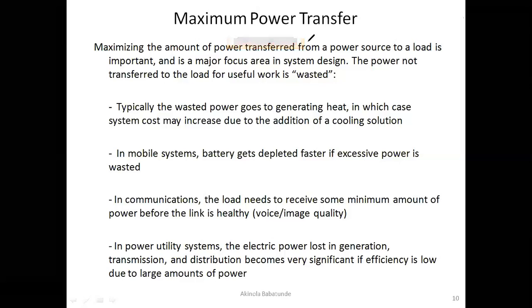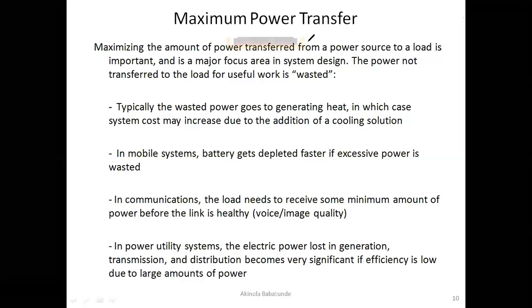So, maximum power transfer. Maximizing the amount of power transferred from a power source to a load is important, and it's a major focus area in systems design. The power not transferred to the load for useful work is usually wasted. Wasted power goes to generating heat, in which case the system cost will certainly increase.